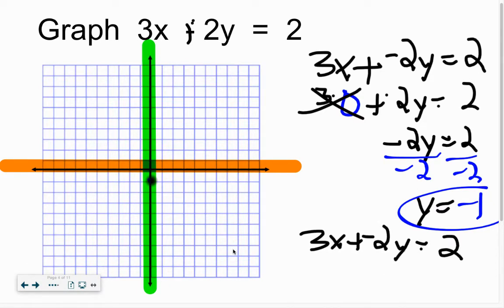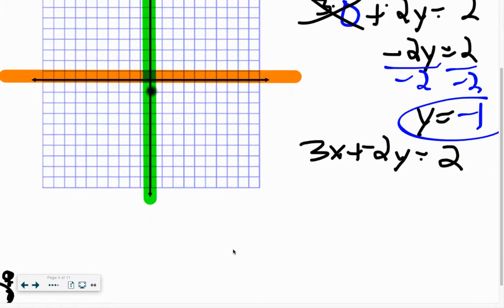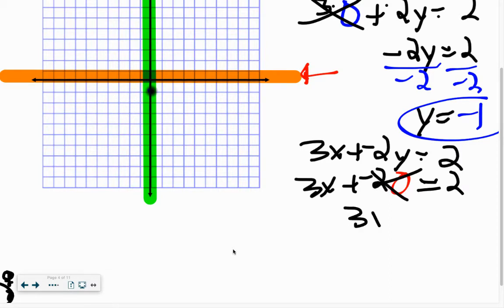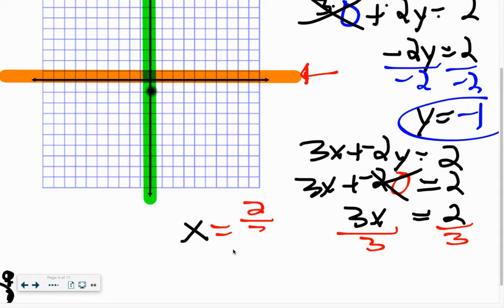And this time, since our y value on the x-axis is always 0, plug in a 0 for that guy, which is very nice because those terms cross off. You're left with 3x equals 2. Divide by 3. And you get that your x-intercept, your x value, is at 2/3.